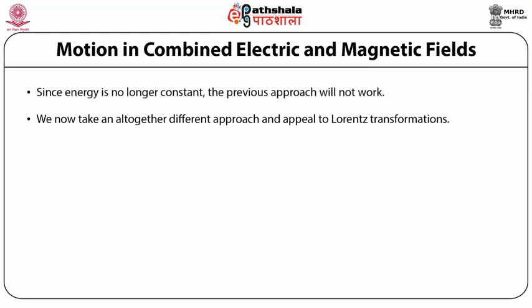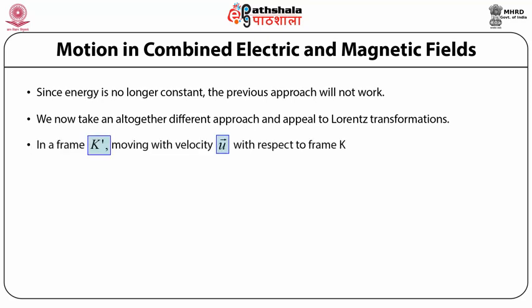Since energy is no longer constant, the previous approach will not work. We now take an altogether different approach and appeal to the Lorentz transformation. The electric and magnetic fields together form a tensor and transform under Lorentz transformation as the components of a second rank tensor. Let the given frame of reference be K. Consider another frame of reference K dash moving with velocity u with respect to the frame K.